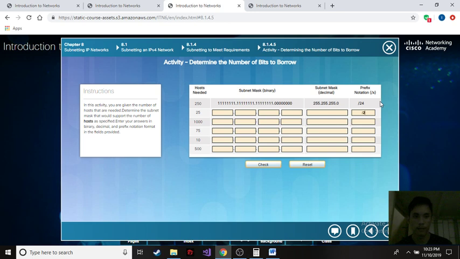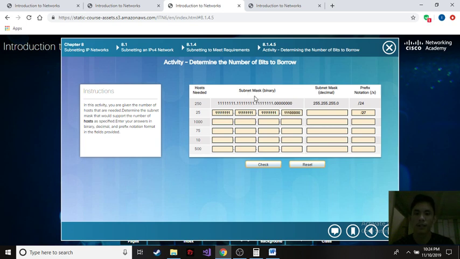Then when you get this prefix notation, you can now answer the subnet mask binary part. So here, 27 means you need to enter 27 ones. So 1, 2, 3, and so on, up to 24, 25, 26, 27. Then the rest will be 0.